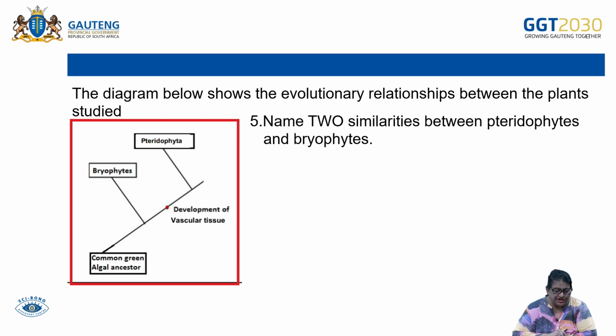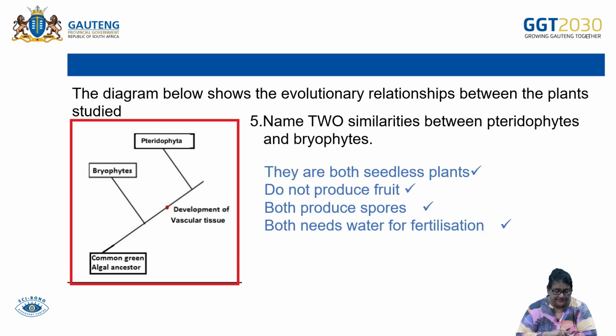Name two similarities between pteridophytes and bryophytes. Pteridophytes, right, and bryophytes, what are two similarities between them? Both are able to photosynthesize. Remember, both can photosynthesize. Therefore, both of them need water for fertilization. Both produce spores. They do not produce fruits. Both are seedless, and you must add that both are autotrophic. They are autotrophic because they can photosynthesize.